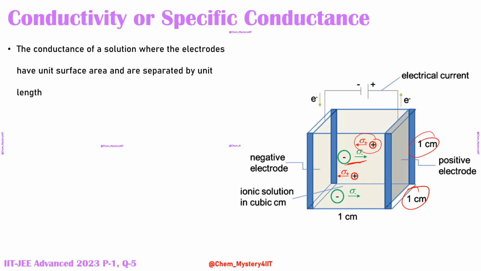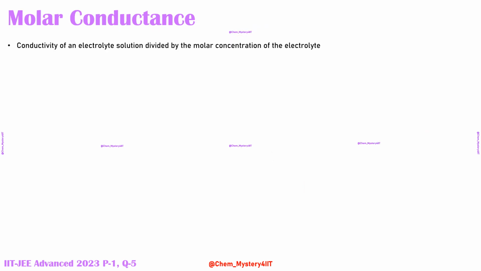Coming back to the definition once again, the conductance of a solution where the electrodes have unit surface area and they are separated by unit length is called specific conductance or conductivity. Going further to the molar conductance, which we want to go into in detail, we'll be going into even greater detail. The conductivity of the solution divided by the molar concentration of the electrolyte we are calling the molar conductance. So basically, if you have a 1 molar solution, then whatever the conductivity of the solution is going to be, we can call that molar conductance. If it is any other value of the concentration, we have to make the suitable adjustment accordingly.